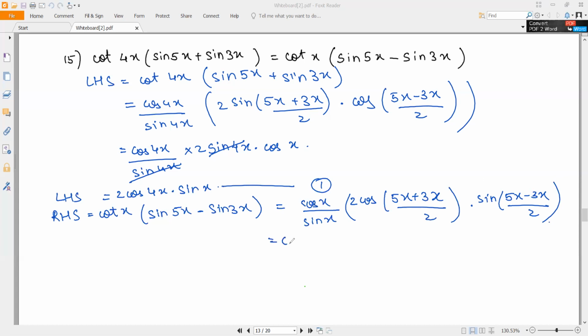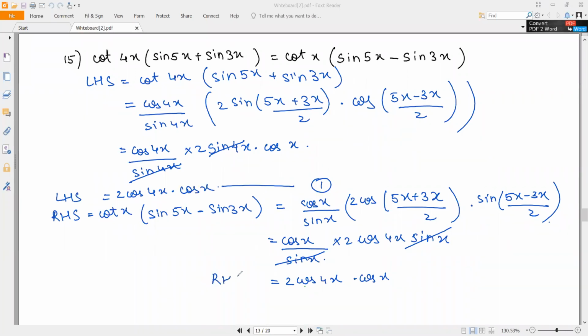Okay. So now you have cos x upon sin x into 2 times cos of 5 plus 3, 8, 8 by 2, 4, cos 4x into 2x by 2 is sin x. Sin x gets cancelled with sin x. We're left with 2 times cos 4x into cos x. Why did I write sin x? It is cos x, so you should write cos x.